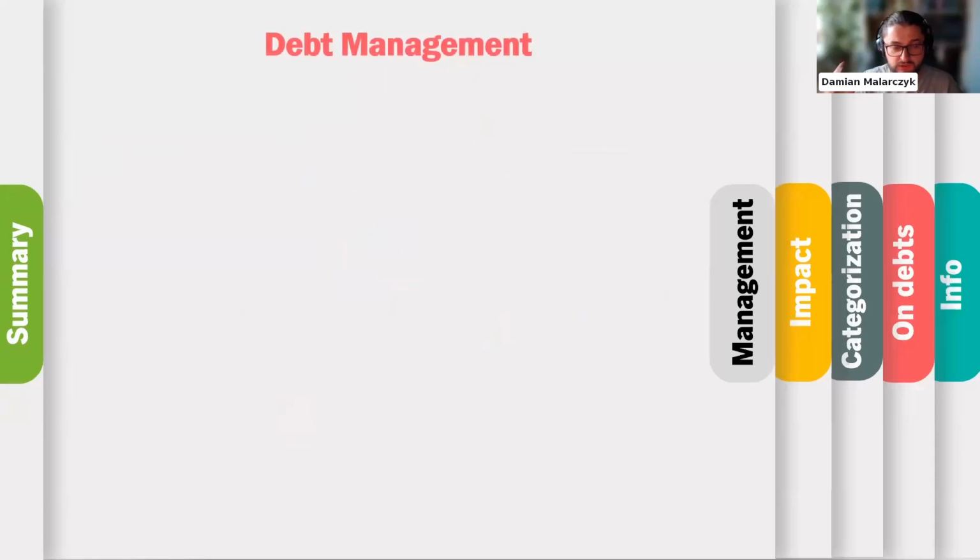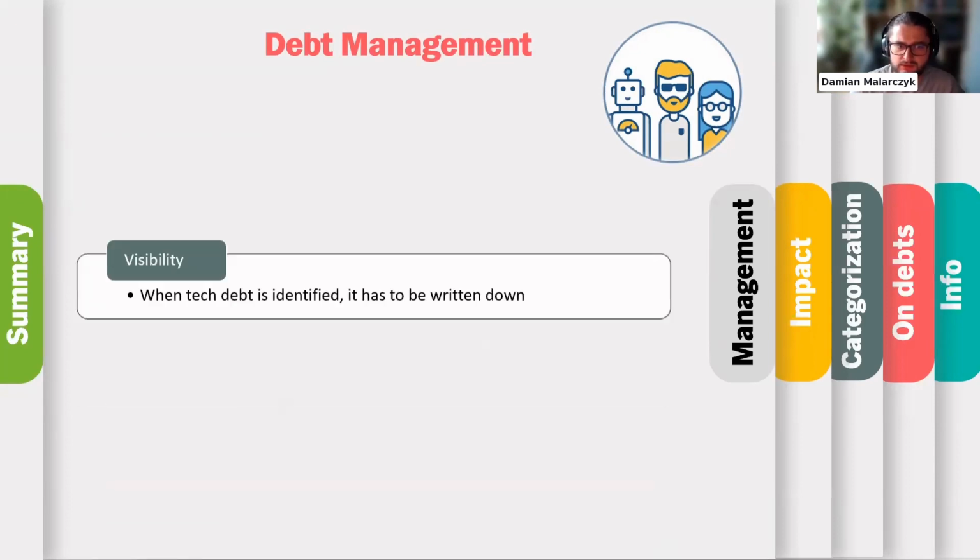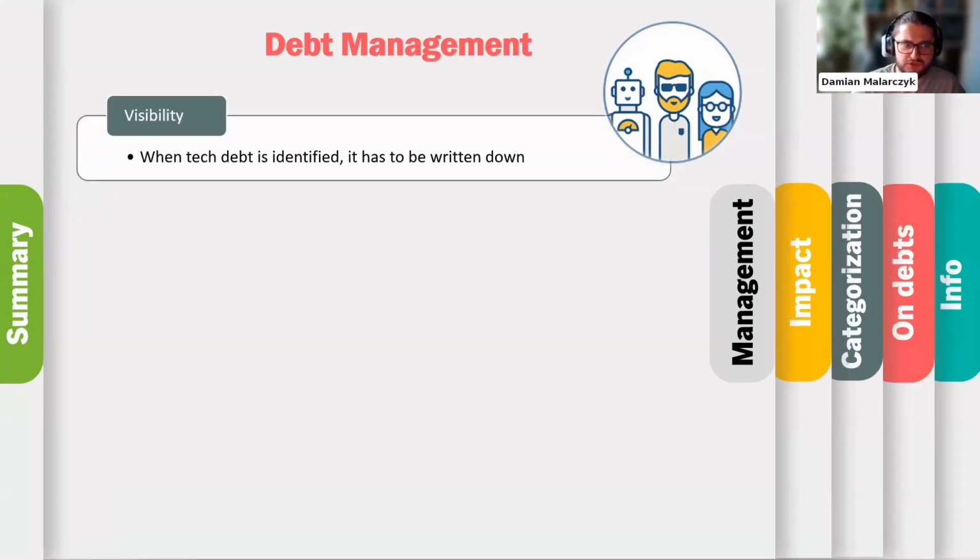So we have talked about what could indicate we are mismanaging our tech debt. So a few notes about what we should actually do. As I mentioned before, we have to remember that this is the scope of an entire team, not only engineers. So first, we have to ensure the visibility of the tech debt. When it is identified, it has to be written down somewhere.